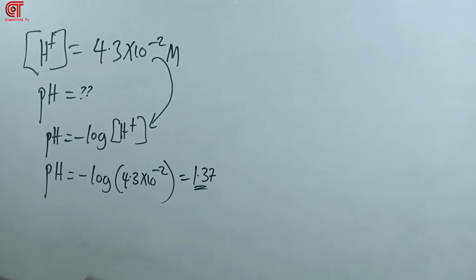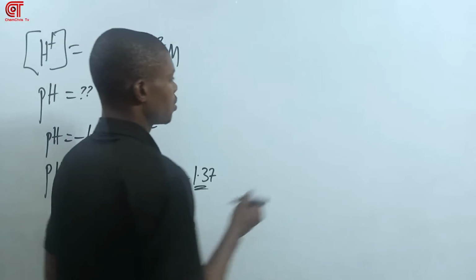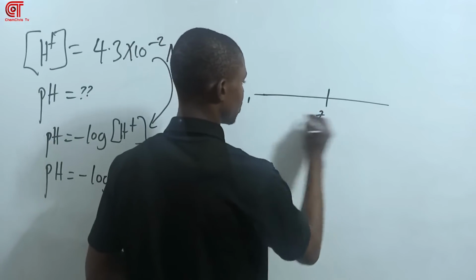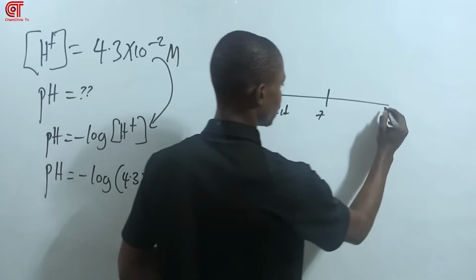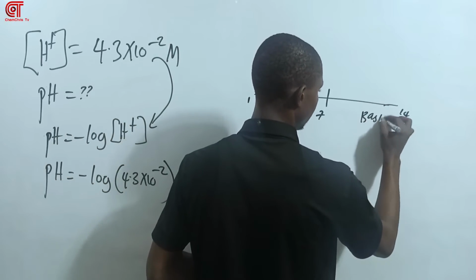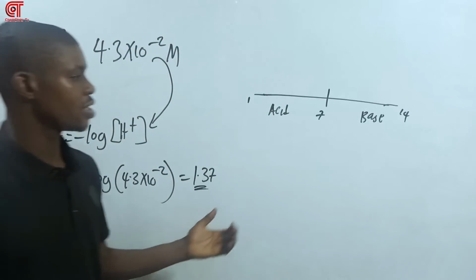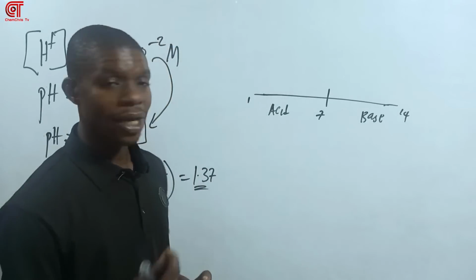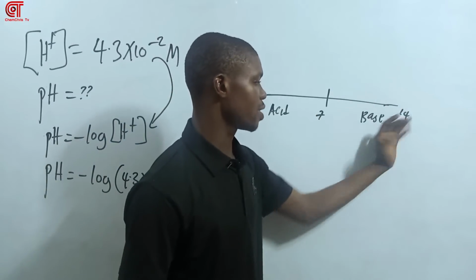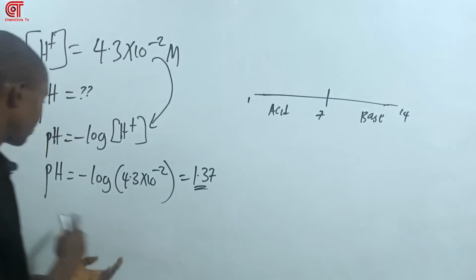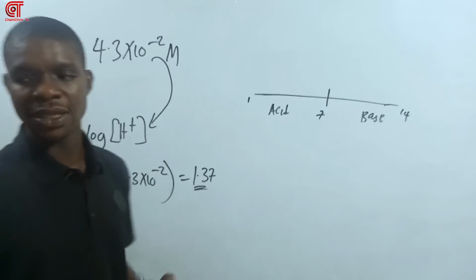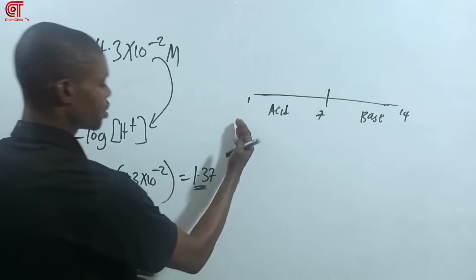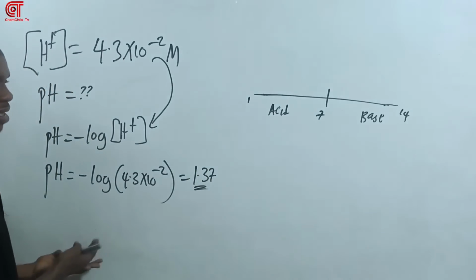So is it acidic or basic? Now in the pH scale, from 1 to 7 is acid, then from 7 to 14 is base. So any species that has a pH less than 7 is an acid, while any compound that has a pH more than 7 up to 14 is a base. So it is from the pH value that you know whether a substance is a base or an acid. From this value here, 1.37 is below 7, so definitely it is acidic.